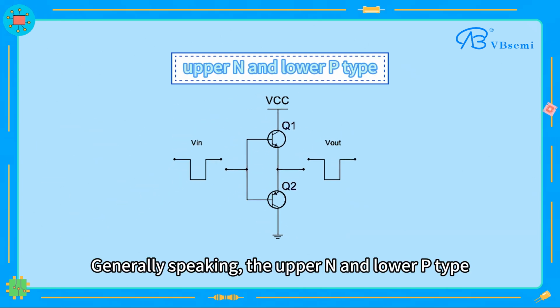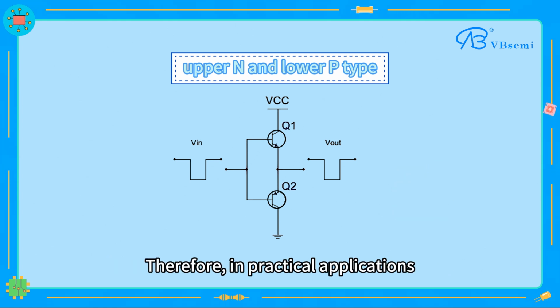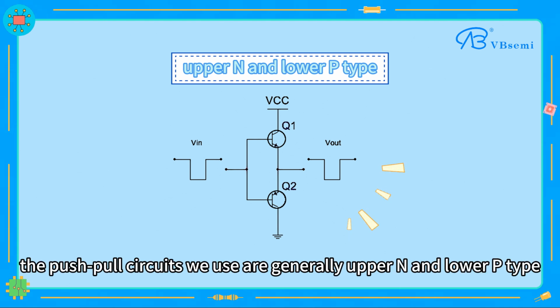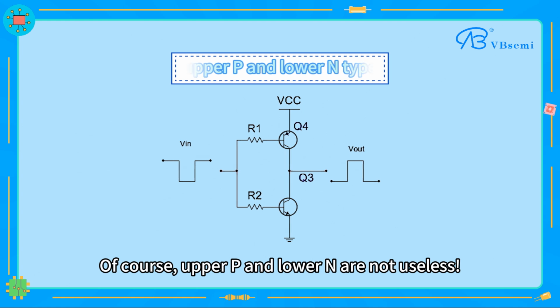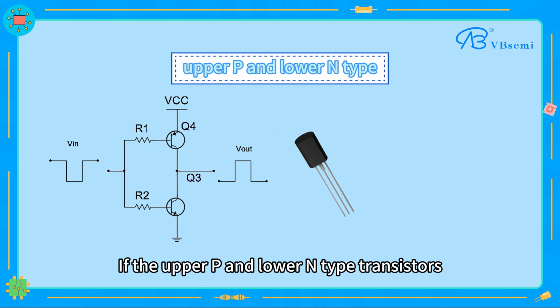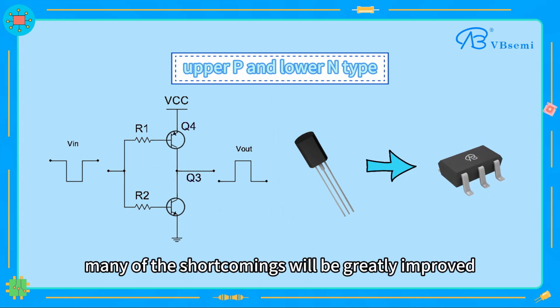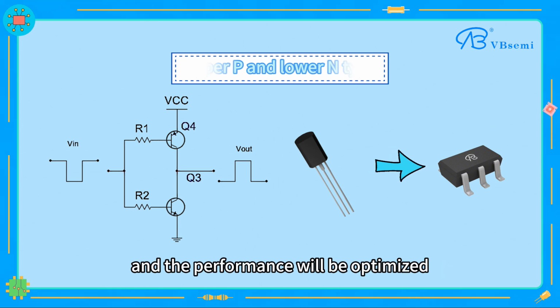Generally speaking, the upper N and lower P type has more advantages in the push-pull circuit. Therefore, in practical applications, the push-pull circuits we use are generally upper N and lower P type. Of course, upper P and lower N are not useless. If the upper P and lower N type transistors in the push-pull circuit are replaced with MOS tubes, many of the shortcomings will be greatly improved, and the performance will be optimized.